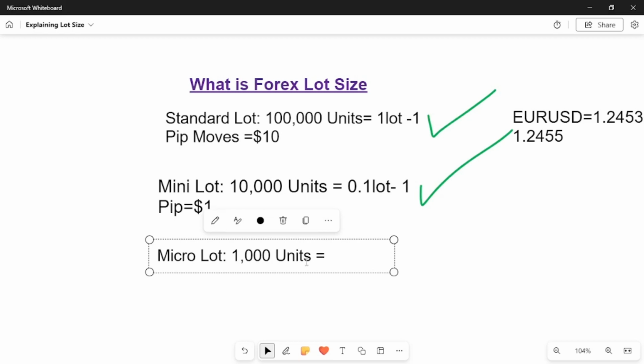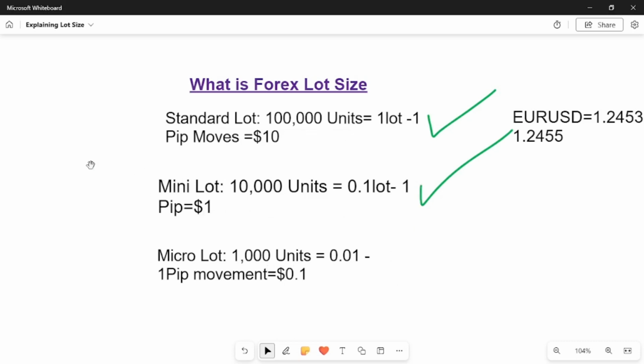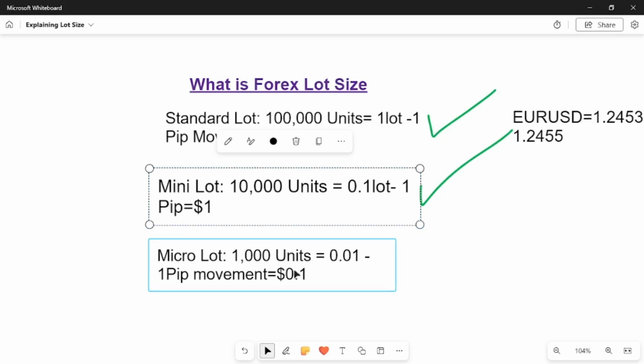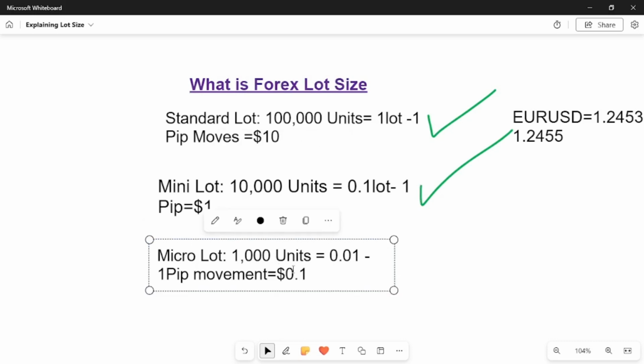So if 1 is divided by 100, meaning you are getting 0.01, and this has actually gone down. So 1 pip movement over here will not give you up to $1 anymore, but 1 pip movement will be equal to $0.1. So this is what you're actually going to get. If you take a look at it carefully, it was actually a division by 10. So $10 divided by 10 will give you $1, and then $1 divided by 10 will give you $0.1, because it's a movement of 10, which is 10 backward.